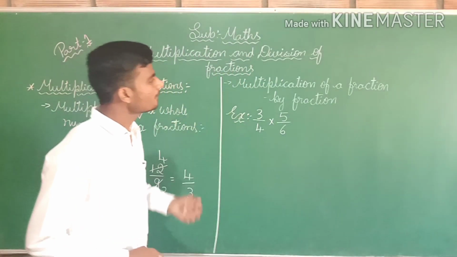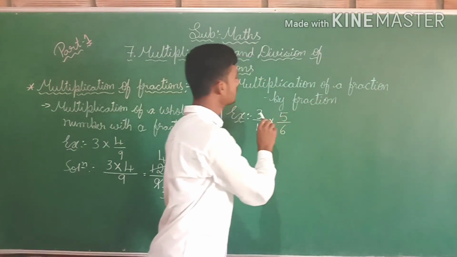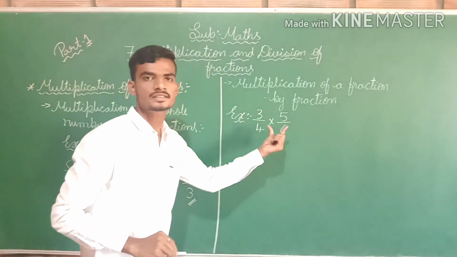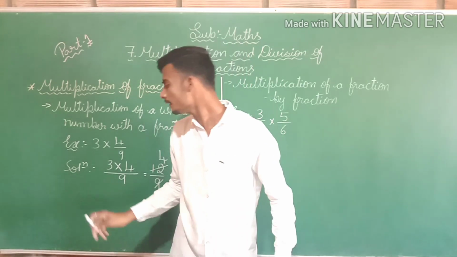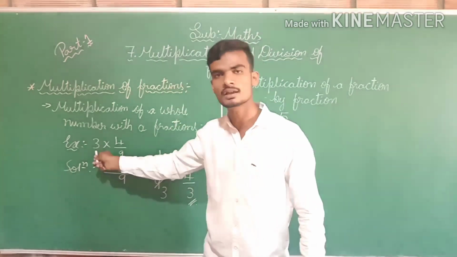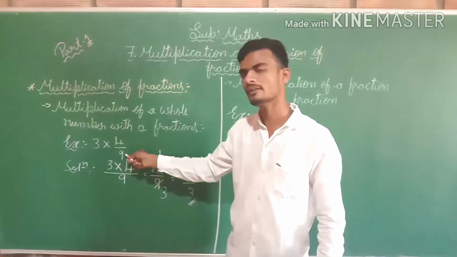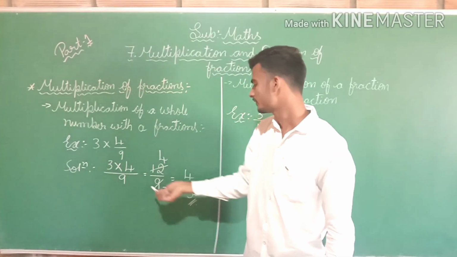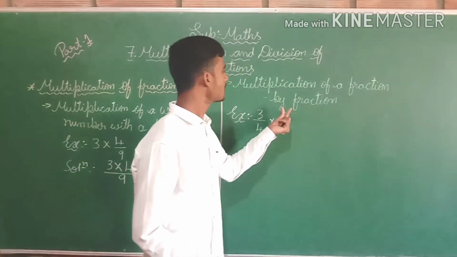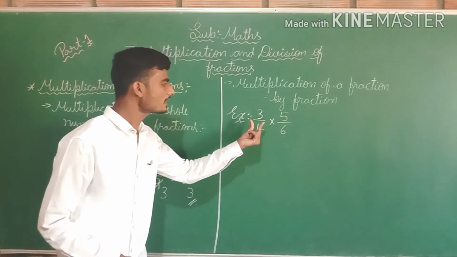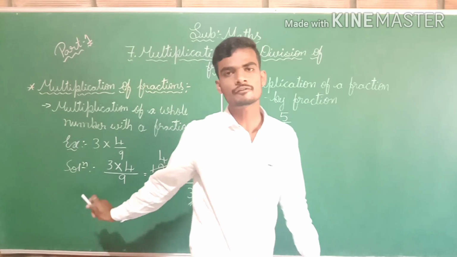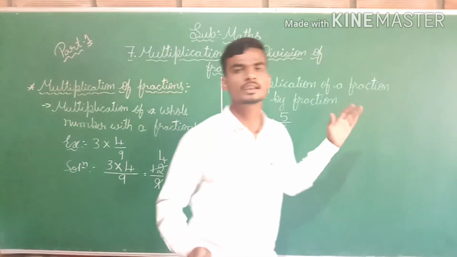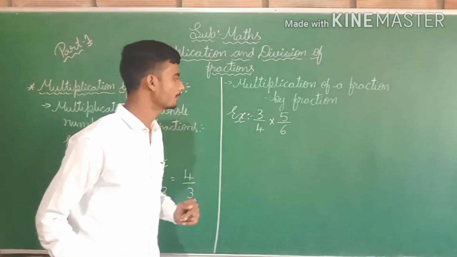Next we will see multiplication of a fraction by a fraction. If both the numbers are fractions, how will you multiply? Here, only one number was a whole number and the remaining part was a fractional part, so we found it very easy and solved it. Then how to solve this? This is the same way we followed in the multiplication of a whole number with a fraction. You have to follow the same way here also.